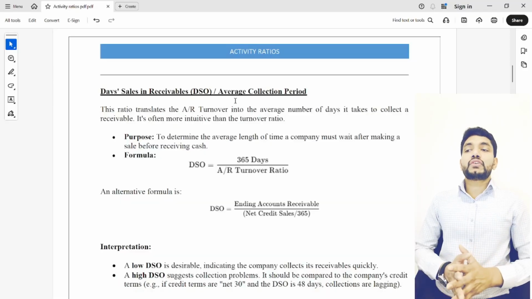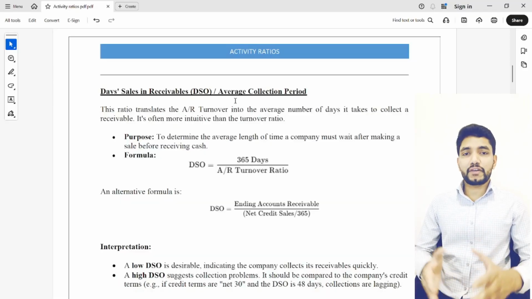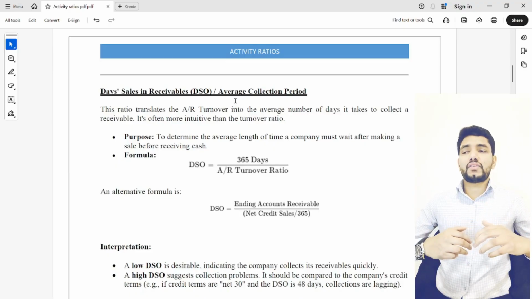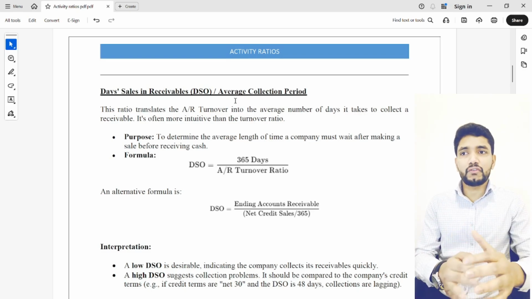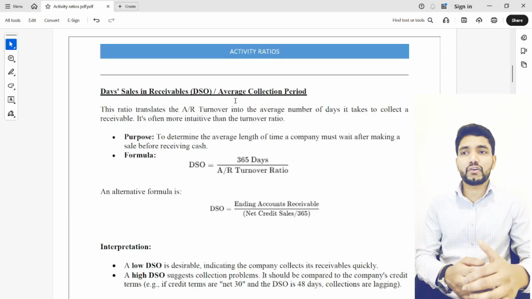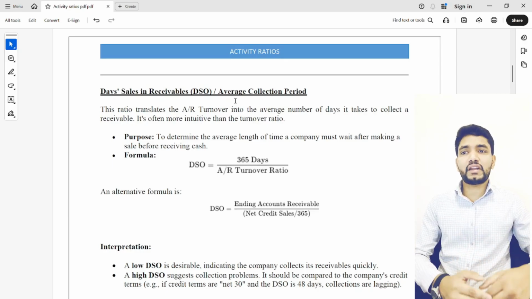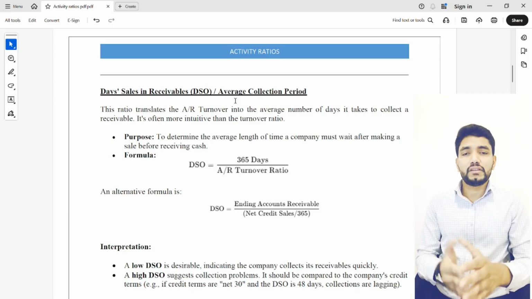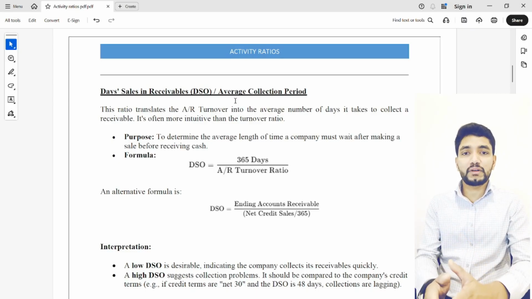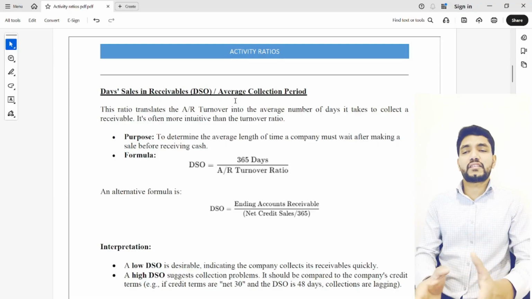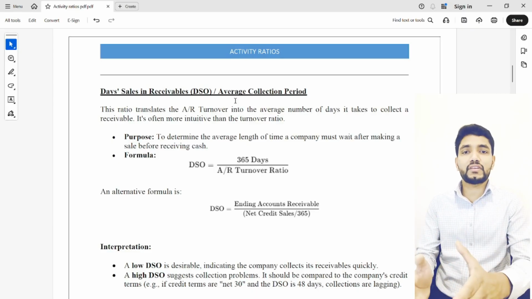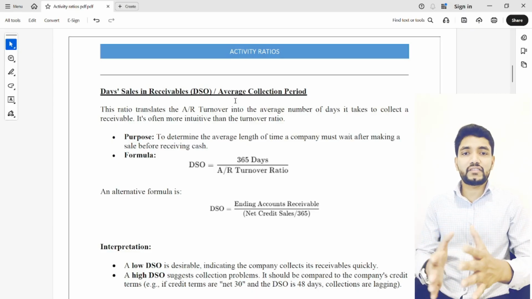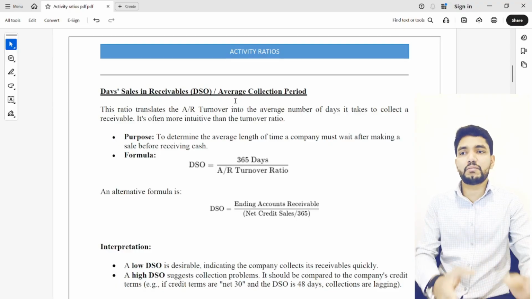So now we will move into the days sales in receivables ratio, or average collection period. This is the translation or conversion of the accounts receivable turnover ratio. We already calculated the accounts receivable turnover ratio, and we are converting it into a number of days. That means the days sales in receivables tells how many days it takes a company to collect its receivables once it makes a sale. After the sales, how many days is it taking the company to collect its receivables.